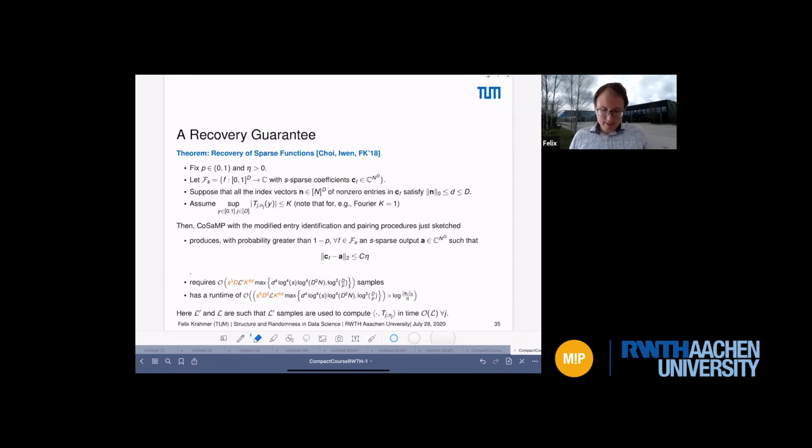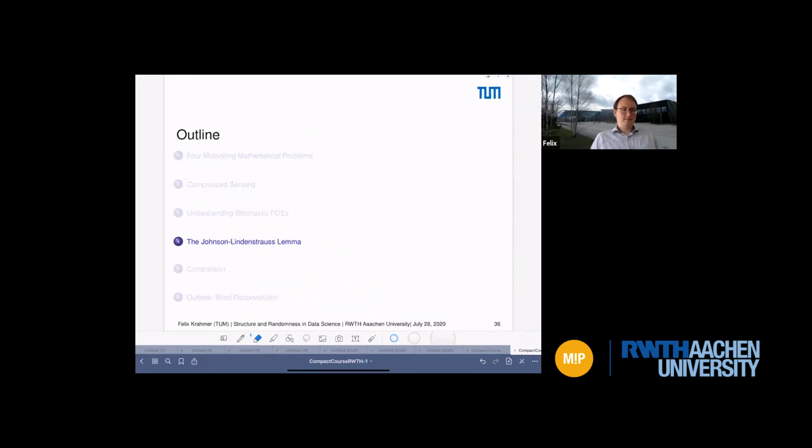And I will summarize this in a theorem that basically says that we have a number of samples that is polynomial, and a runtime that is polynomial in all the relevant parameters, and at the same time it gives you an approximate reconstruction. So this was probably the most technical part. In the last part, I will talk about dimension reduction.